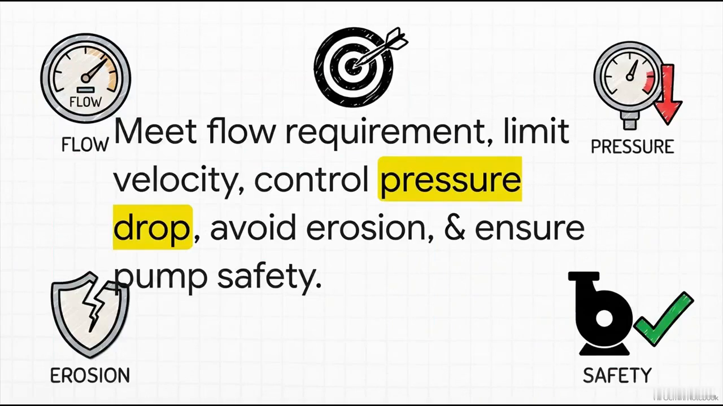Okay, let's dive into this. Line sizing isn't just flipping through a catalog and picking a tube. It's a massive, high-stakes balancing act. We have to meet the flow requirement, obviously, but we also have to limit the velocity of the fluid, meticulously control the pressure drop, avoid erosion and pipe shaking vibration, and above all else, ensure pump safety. If we drop the ball on any one of these goals, we aren't just looking at an inefficient system, we're looking at catastrophic real-world failures.